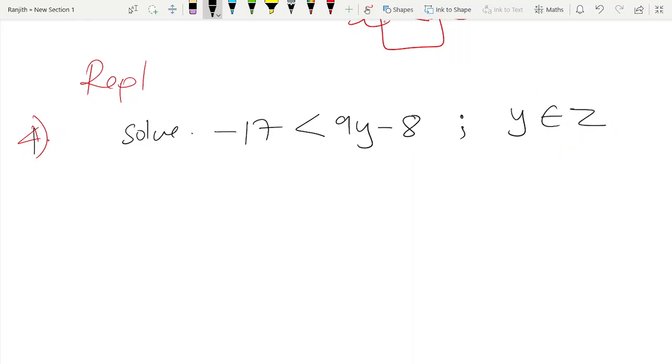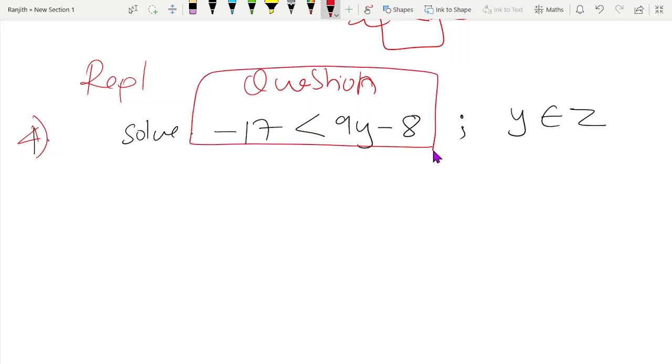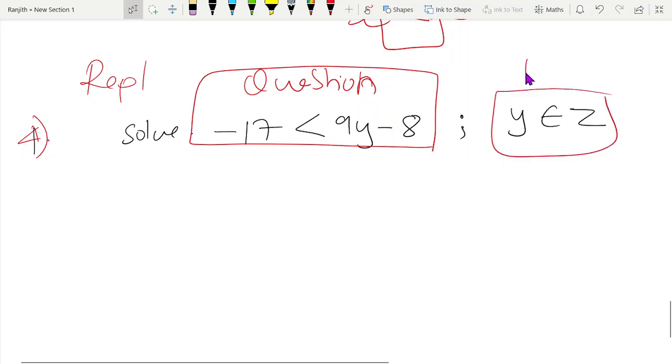I didn't understand this. What is this? Y belongs to integers. For linear inequation, they'll give you one question, and this we call the limits. So what do they give? Equation, type of number and limit. What is the type of number here? Integers. That is the limit. Integers can have all three: negative, 0, and positive. Okay, what's the answer for this, students?